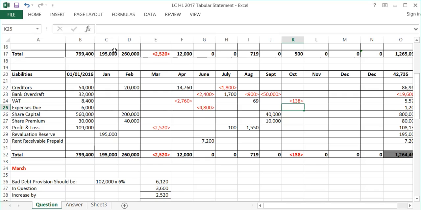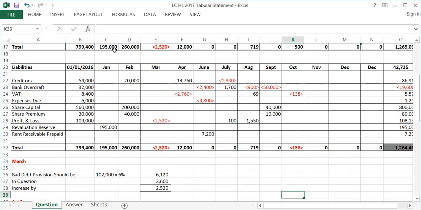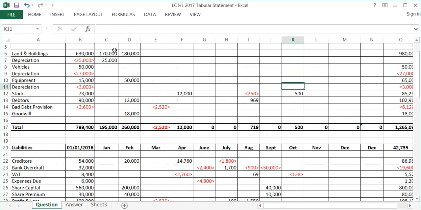Debtors are going to go down by €700, because we issued a credit note for €700, not for the full amount of 738. So my debtors are going to go down by €700 because they don't owe us that €700 anymore because they've returned the goods.